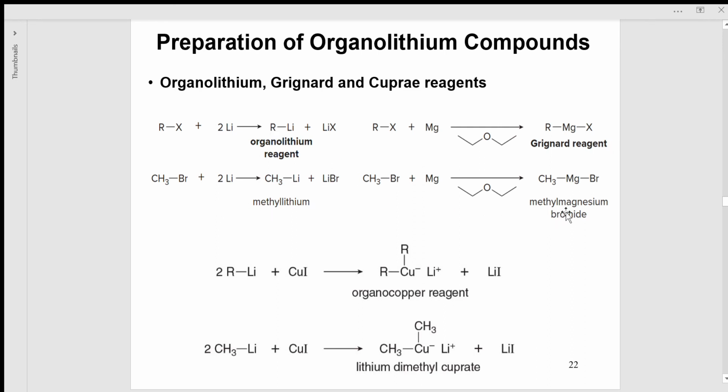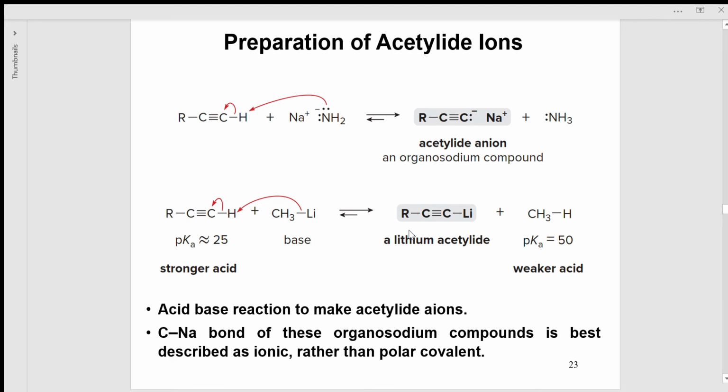The cuprate reagent is slightly more complicated than organolithium reagent and Grignard reagent. We have to use a two-step reaction. First step is the preparation of the lithium reagent, and the lithium reagent reacts with the copper iodide to form the cuprate reagent. So more organometallic reagents. With this reaction we learned before in OChem 2, I believe the alkynes chapter.